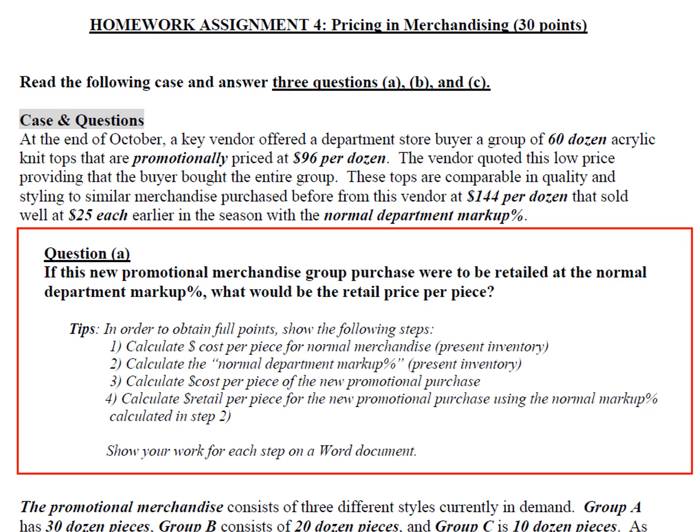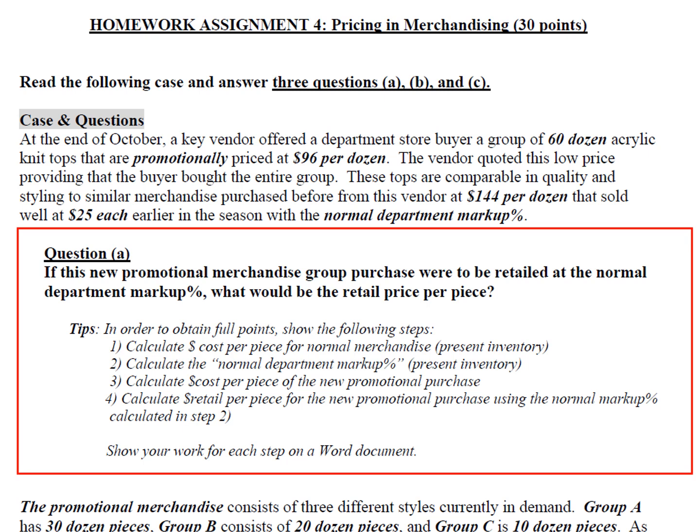If it's $96 per dozen, then how much would it be for each piece? Given this cost and the markup percent that you calculated above, you can now figure out the retail value of this new promotional merchandise per piece. Now that you know the markup percent and cost, you can calculate retail.